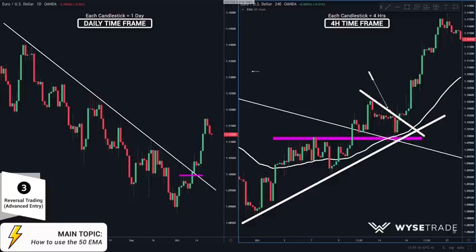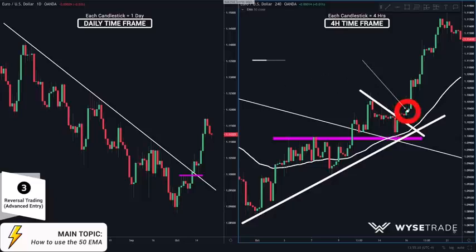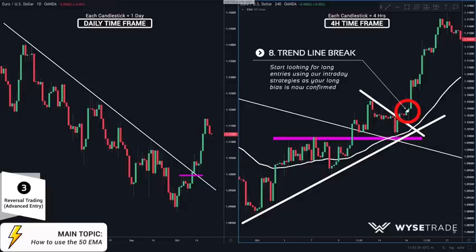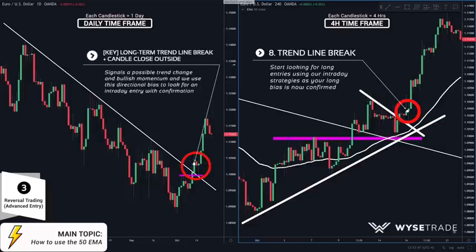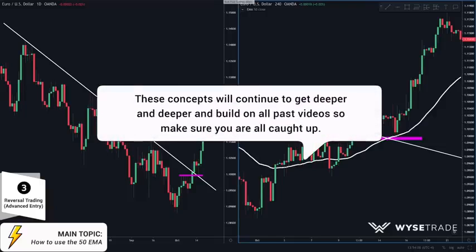You then put your very short-term trend line on top of the short-term pullback. And once price broke out, you go to the lower time frames and start looking for breakout or momentum entries long, as your directional bias is now confirmed. Remember that the most important part of this quick intraday entry was because of the long-term trend line break on the daily with a candle close outside, and then confirmed through the intraday price action entry. Again, these concepts will continue to get deeper and deeper as we build on all past videos, so make sure you are all caught up.